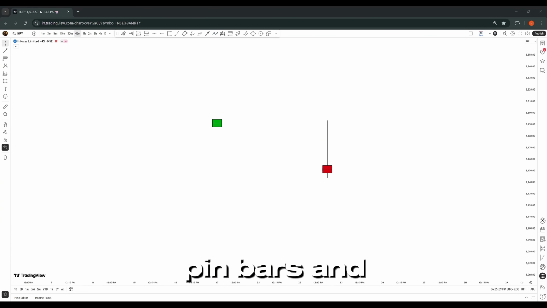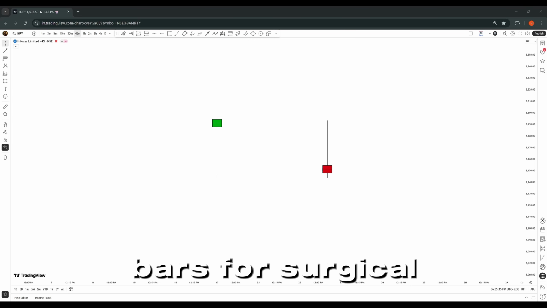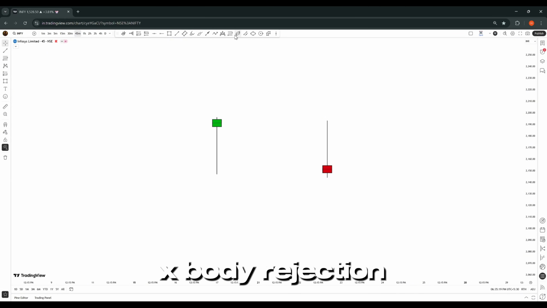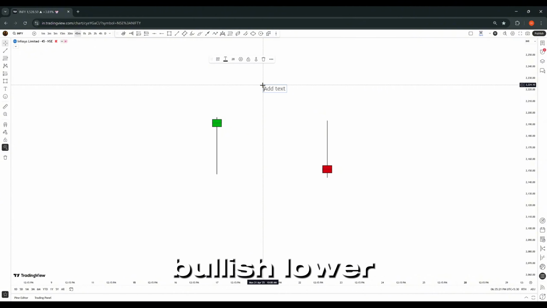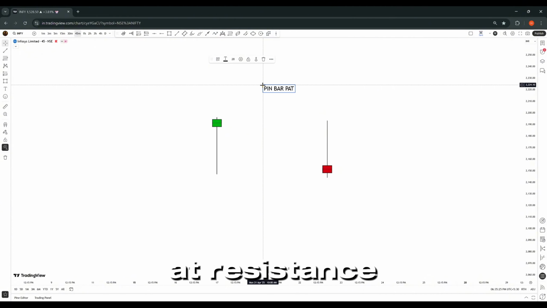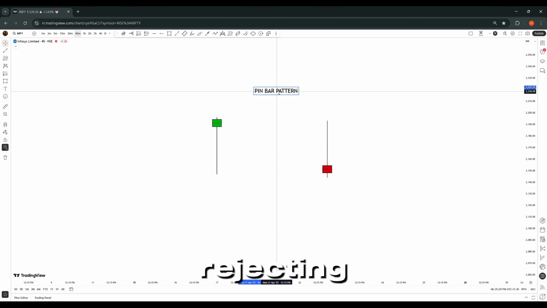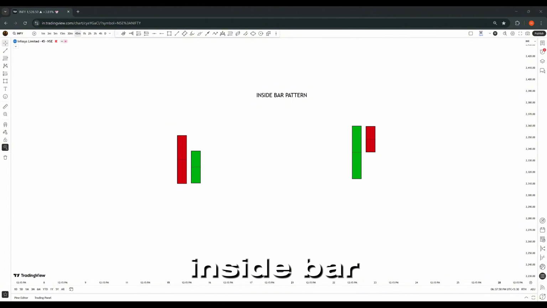Concept 5: pin bars and inside bars, precision breakouts. Finally, pin bars and inside bars for surgical entries. Pin bar: small body, long wick 2 to 3x the body, rejection. Bullish: lower wick at support. Bearish: upper wick at resistance. Why? It shows failed probes, institutions rejecting levels. Inside bar: a narrow candle inside the prior's range, a coiled spring before breakout.